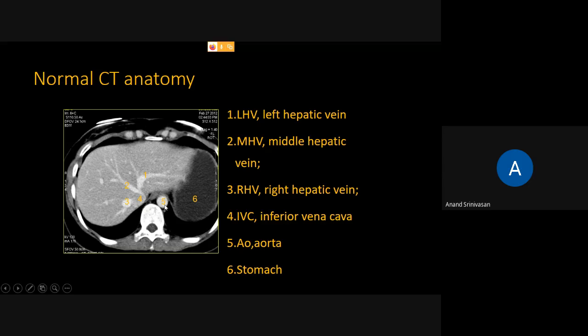The aorta, and there is S. The inferior vena cava. You already know that the inferior vena cava passes through the liver, right? So here you can see the inferior vena cava, the right, middle, and the left hepatic veins draining into the inferior vena cava.